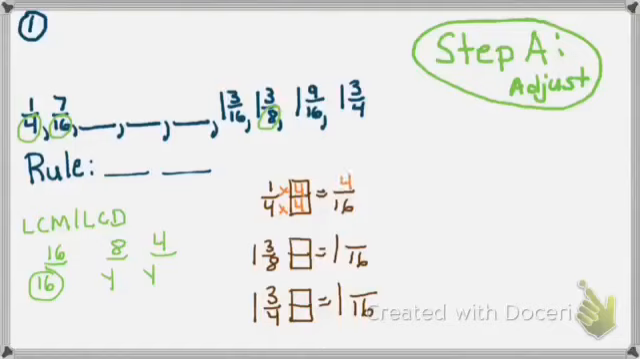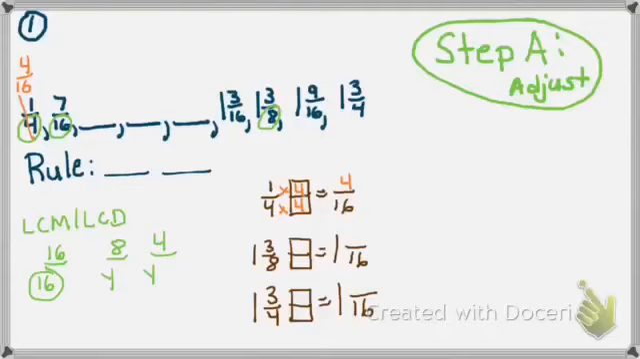So I'll go back up to my original problem. On that top left side, I'll put a line through 1/4. I don't want to cross it out so much so that I can't see it. I just want to know that it's crossed out and I've changed it. And I'll write my new fraction with the common denominator above it, which is 4/16.